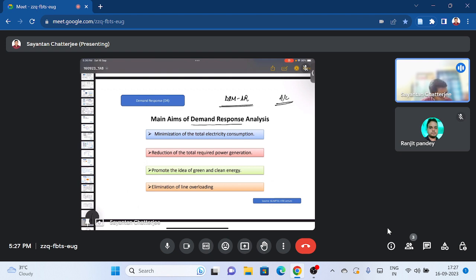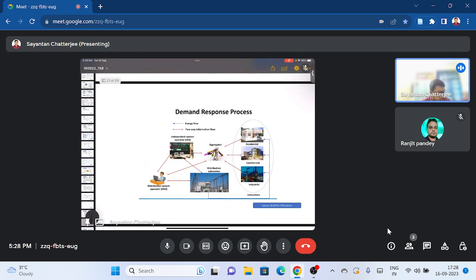So the main aim is to minimize the total electricity consumption. That's the main aim. And total required power generation reduction, that is also the aim. Again, the idea of clean and green energy and limiting line overloading. So the system overloading needs to be maintained. So this is the entire demand response process.